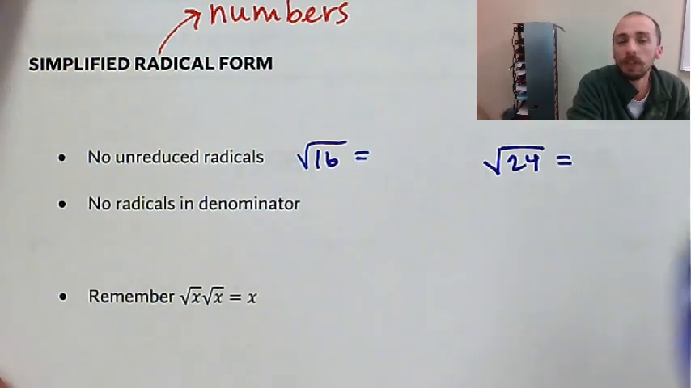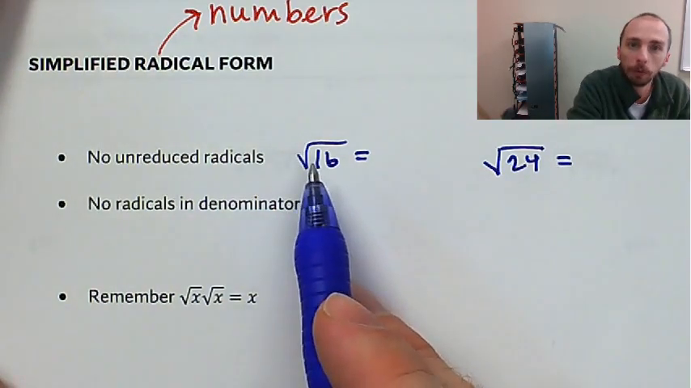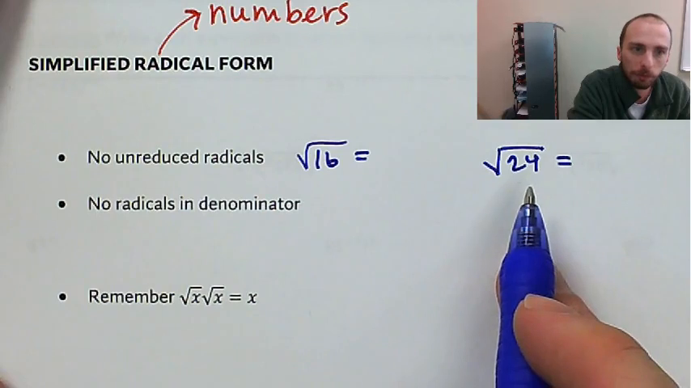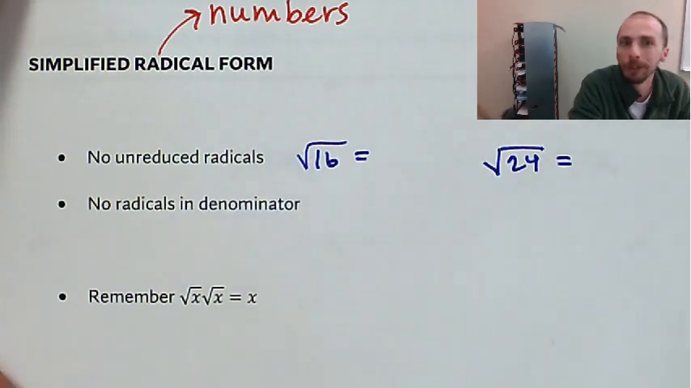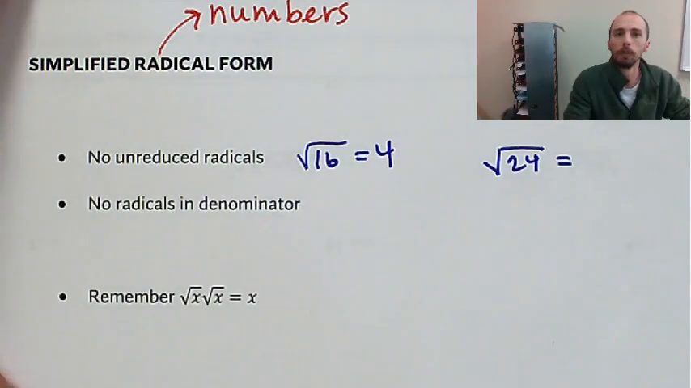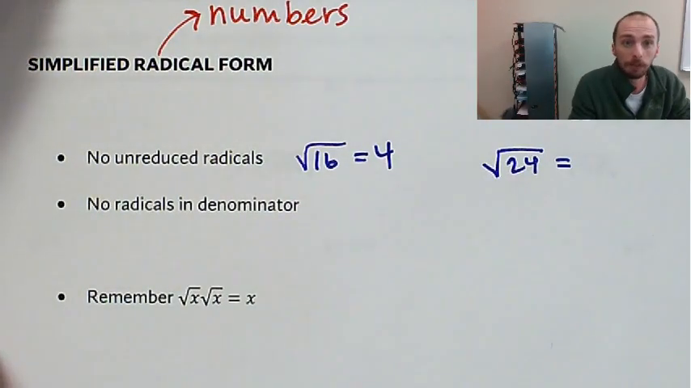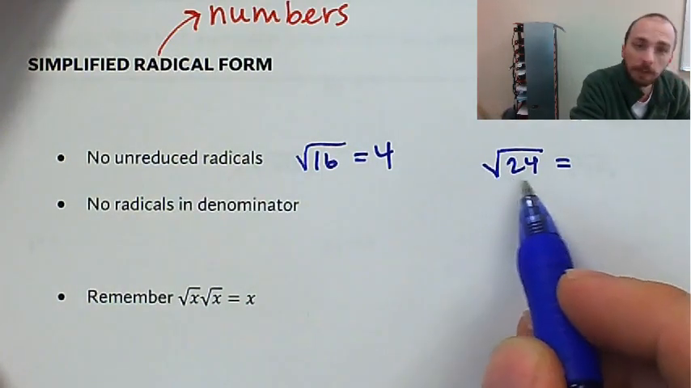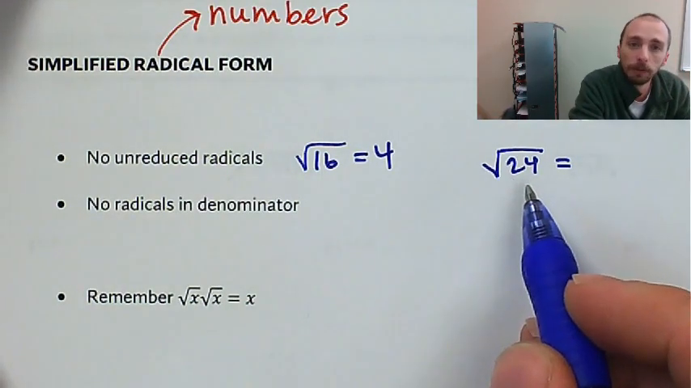Okay, so two examples of unreduced radicals would be the square root of 16 and the square root of 24. The square root of 16, this is unreduced. Oh, we know it's 4. But the square root of 24, that's something we're going to have to do a little bit more with. Now, I'm going to have a bunch of examples in this video, but my recommendation for you is to think of numbers that divide 24 and think if any of them are perfect squares.